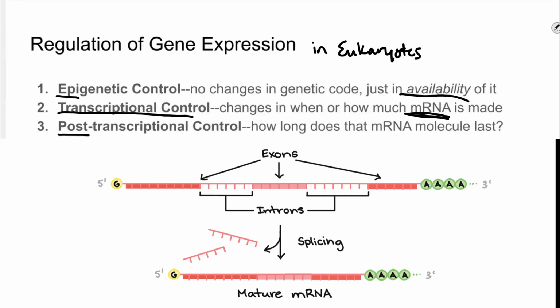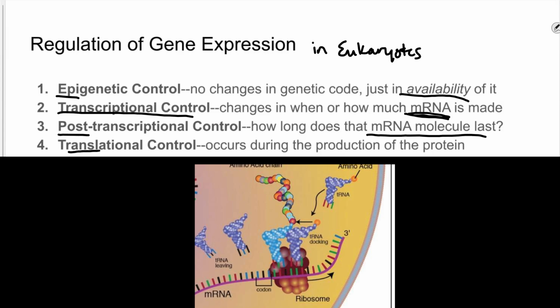We can have post-transcriptional control. So how long is that RNA molecule going to last in the cytoplasm? Because the longer an mRNA molecule can last, the more gene product we're going to get from it. We can control gene expression as the protein is being produced. So we call that translational control. So during the actual building of the protein.